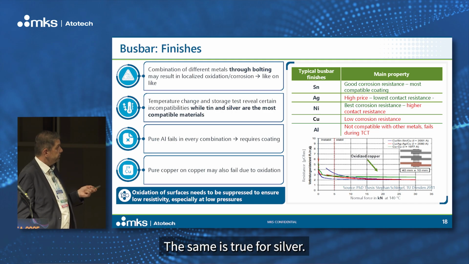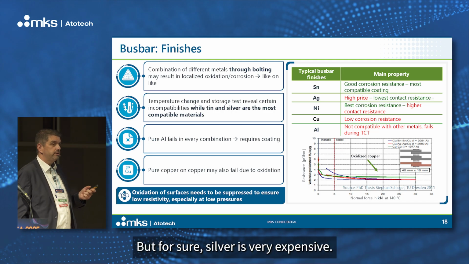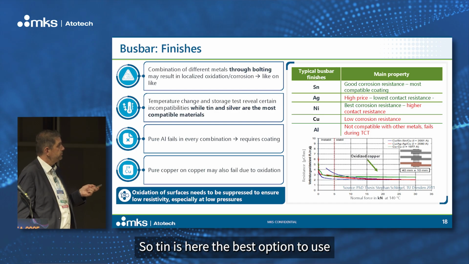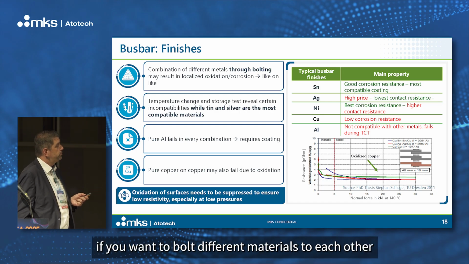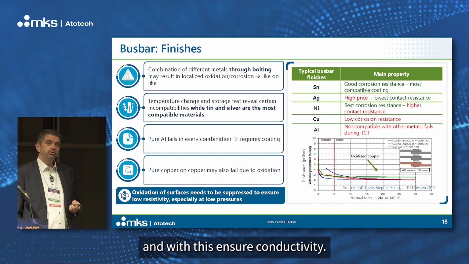The same is true for silver, but for sure silver is very expensive. So tin is here the best option to use if you want to bolt different materials to each other and with this ensure conductivity.